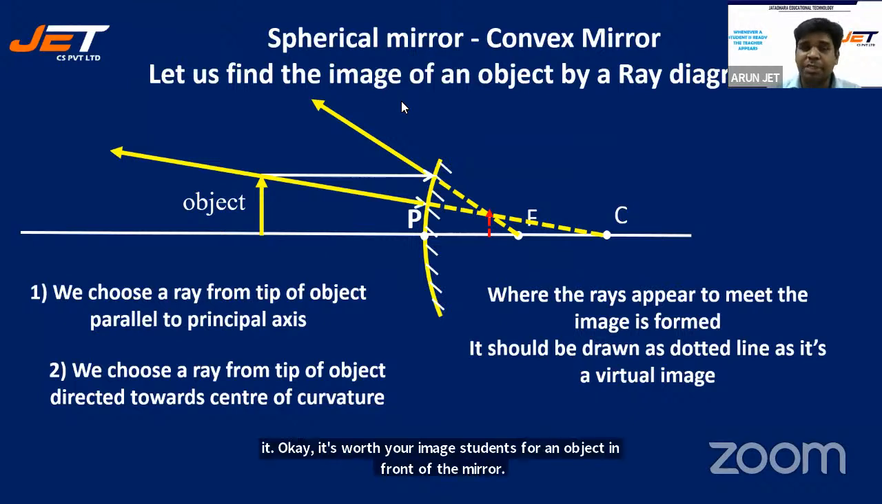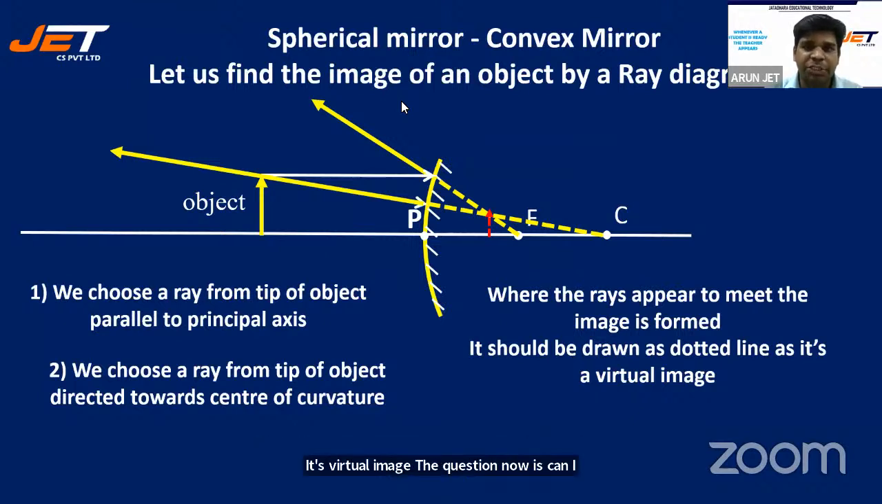The question now is, can I form a real image with a convex mirror? Ria, okay, that's right. No, no, no. Everyone says no, but my answer is yes. Gayatri, how can you form a real image with a convex mirror? With the knowledge you have got, can we form a real image with a convex mirror?